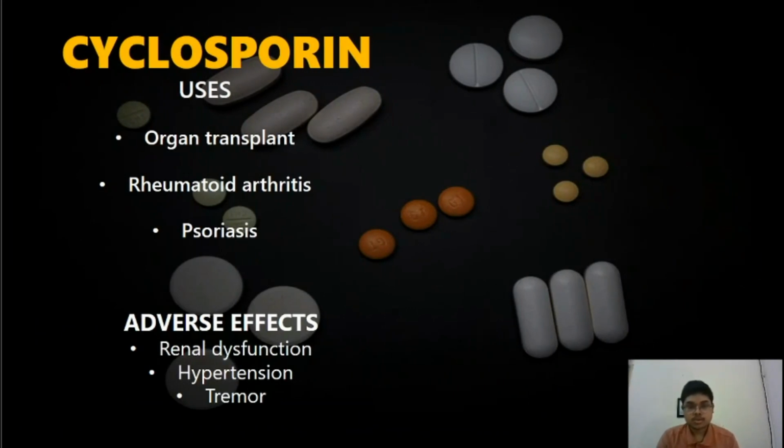Now we come to the uses and adverse effects of cyclosporine. Cyclosporine is used in organ transplantation, rheumatoid arthritis, and in psoriasis cases. But it also has side effects. Renal dysfunction, hypertension, and tremor are some of its adverse effects.